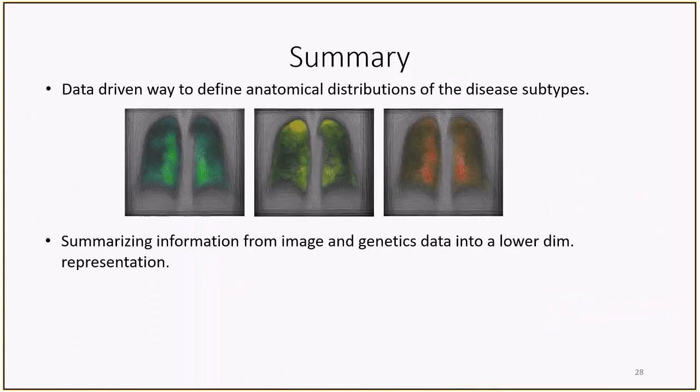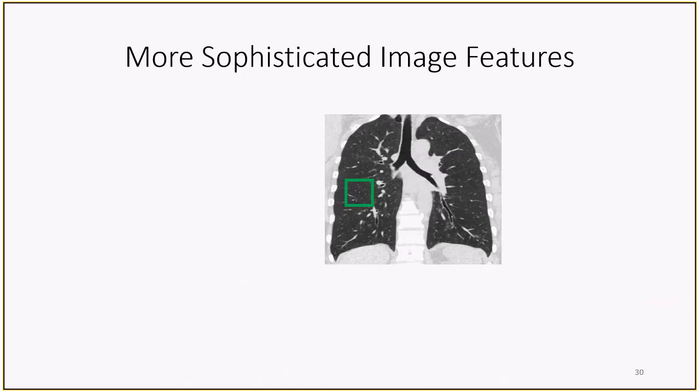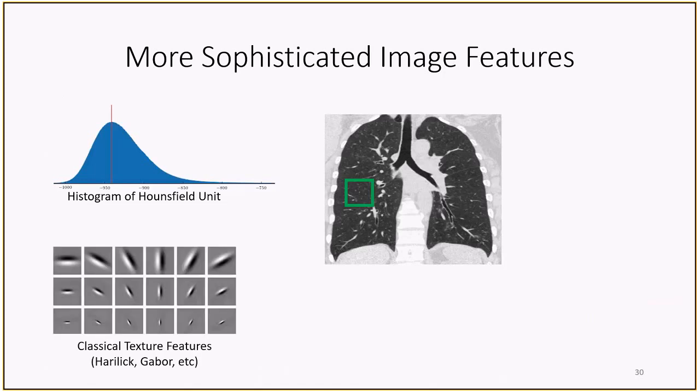Cool. So the next one is going to be a little bit of ongoing work. We talked about the local histogram as the most relevant information to COPD. But there is so much other information. For example, if you send a pathological sample of this patient to pathology, there are texture changes. So this suggests that there is more information in the image that we haven't quite modeled.